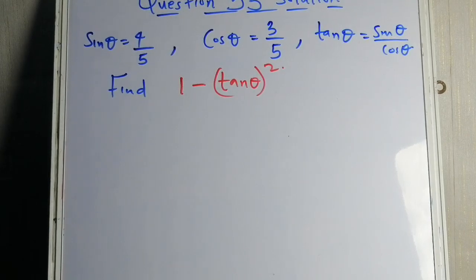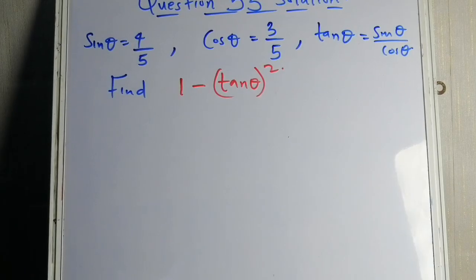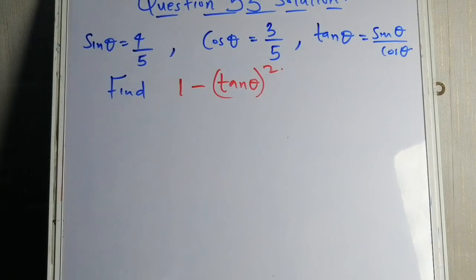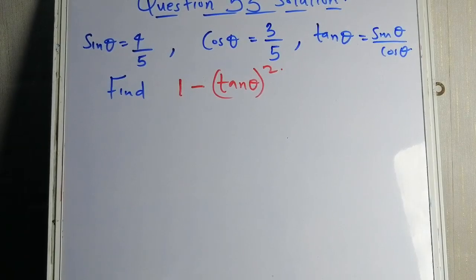Hello, ladies and gentlemen. For question 23 solution, which is similar to trigonometry, the question says that sine theta is equal to 4 over 5, cos theta is equal to 3 over 5, and tan theta is equal to sine theta over cos theta. Because I'm explaining this, that is why you see it's taking a bit longer.